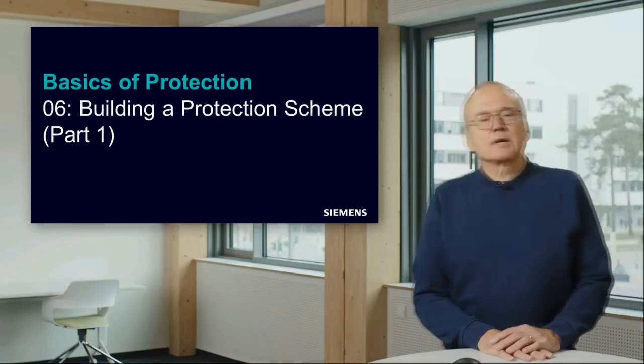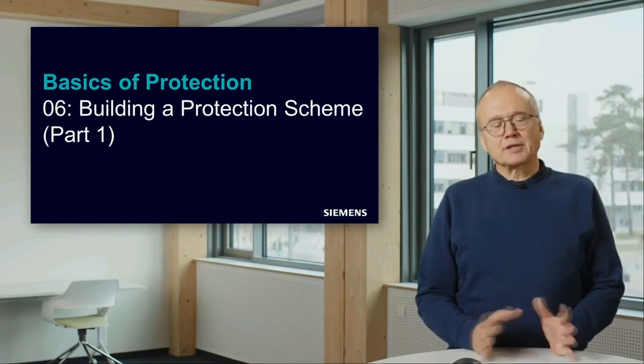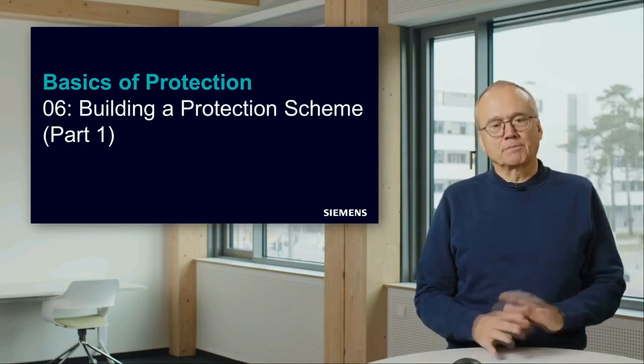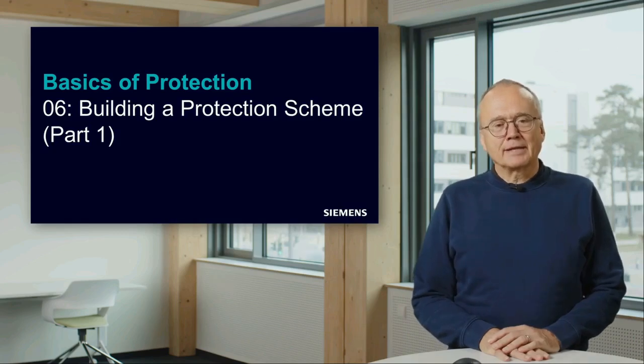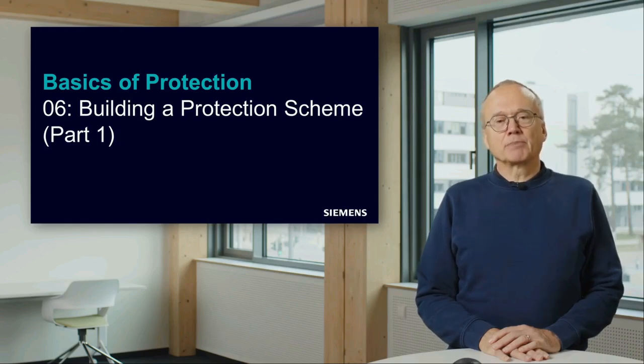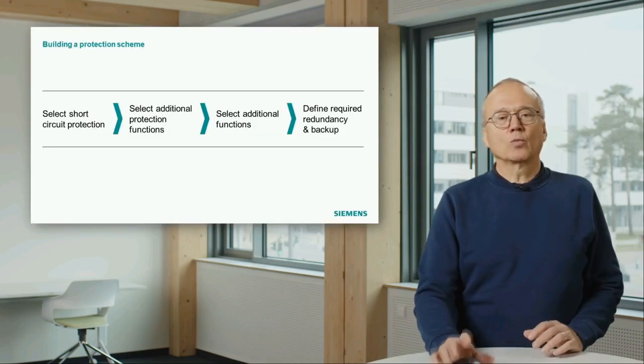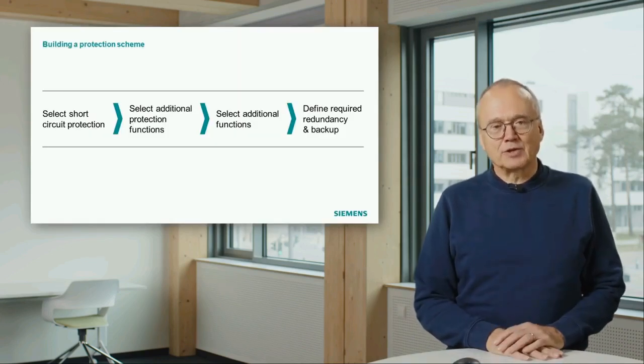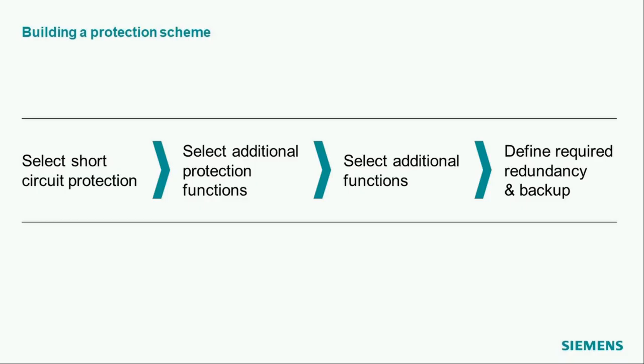In the previous chapter, we had a look at the different aspects of protection, at the protection principles, and in this chapter I will describe how we build up a complete protection scheme based on these considerations. And we will do that in 4 different steps. First is the selection of the main protection, of the short circuit protection. Then we look at the selection of additional protection functions. Third one is additional functions, which are not really protection functions.